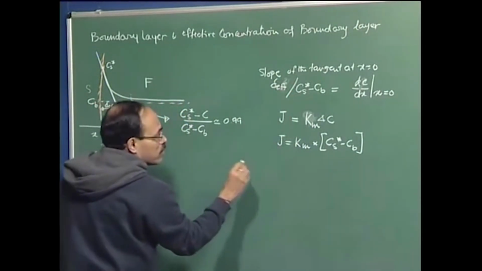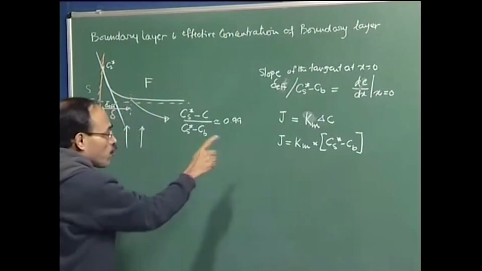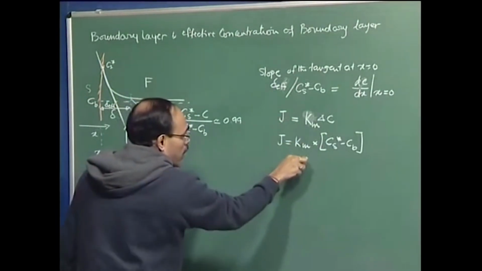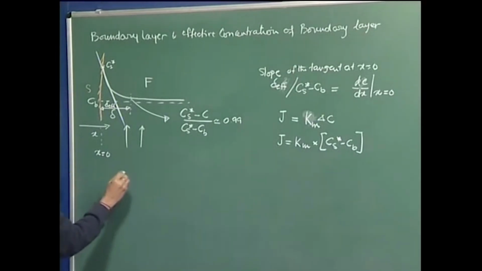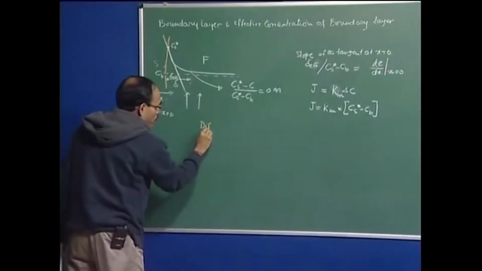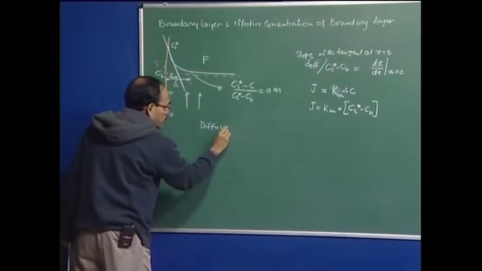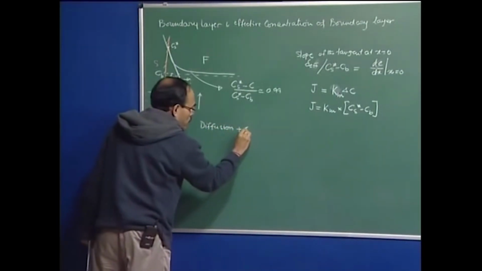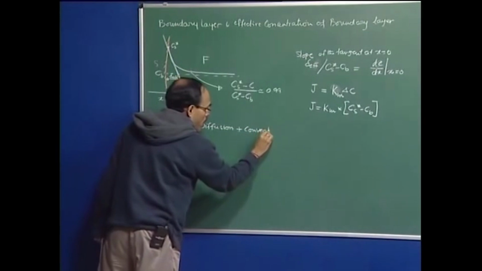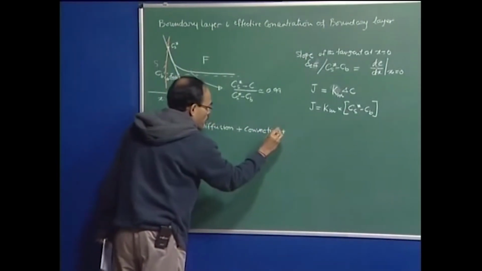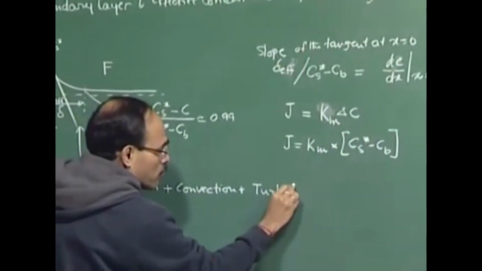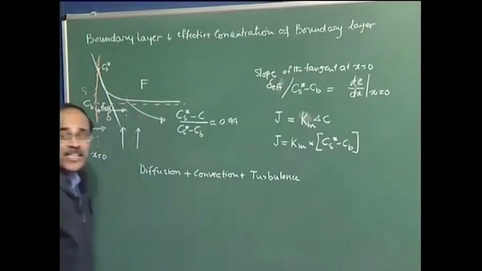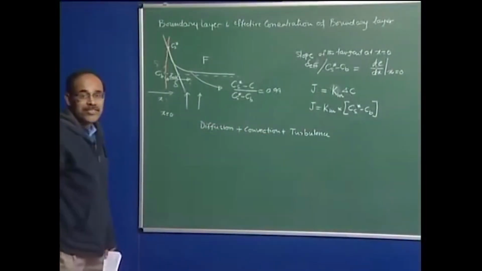Having said so, I can now, on the basis of this, clearly show that before I go and derive this further, let us look at what are the mechanisms of mass transport at the surface. So, mass is transported by diffusion, it is by convection, and it is transported by turbulence. So, these are the three different mechanisms of mass transport.